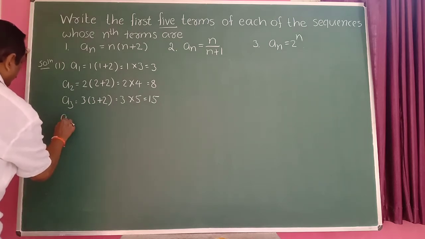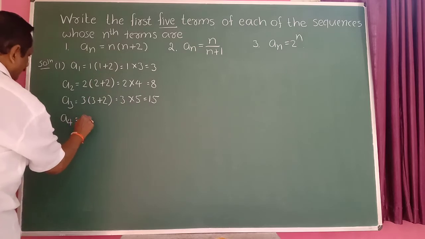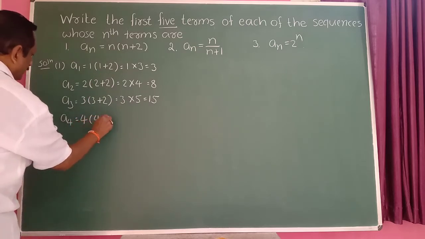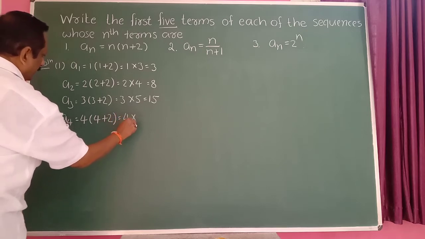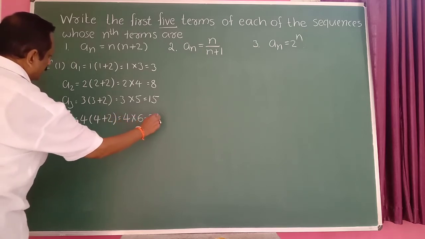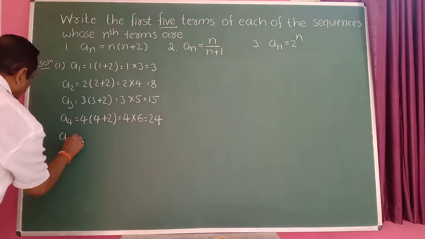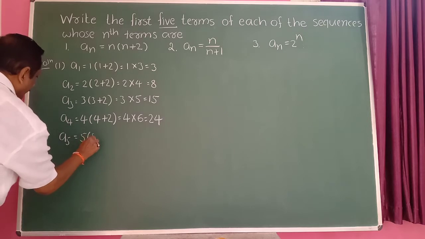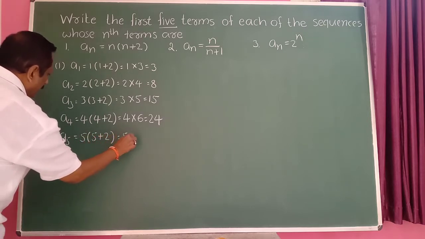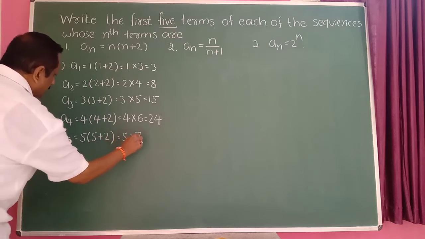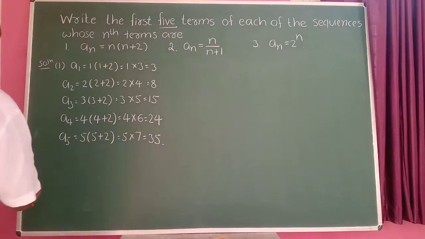Then a4 is equal to 4 into (4 plus 2). 4 into 6, 6 4s are 24. Then a5 is equal to 5 into (5 plus 2). Therefore 5 into 7. 7 5s are 35.